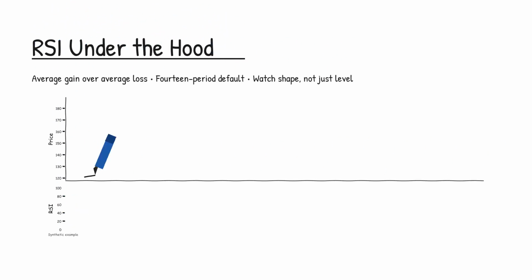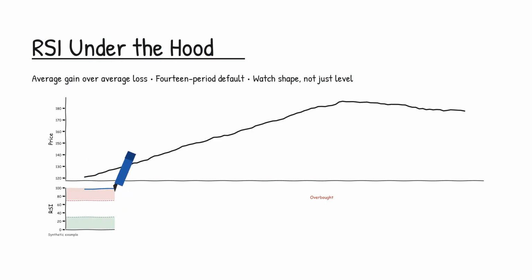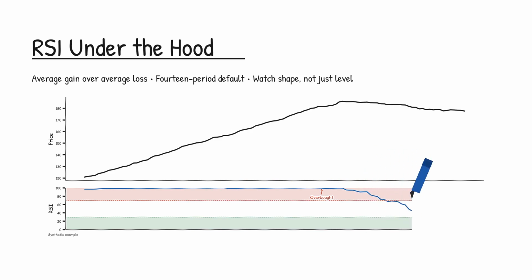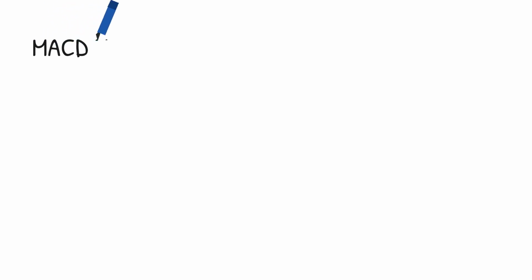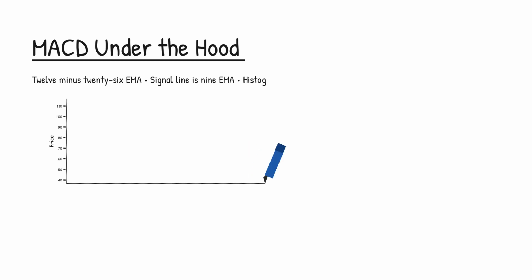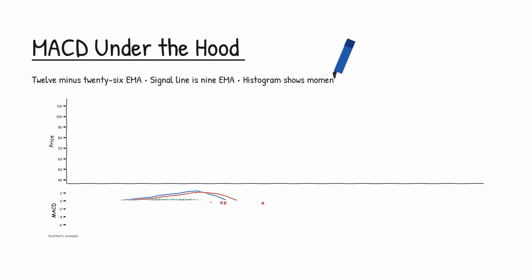RSI is a normalized ratio of average gains to average losses, usually over 14 periods, mapped onto a 0 to 100 scale. Above 70 is conventionally overbought, below 30 oversold. For divergence work, the absolute level matters less than the shape of RSI peaks and troughs relative to price peaks and troughs. MACD subtracts a 26-period exponential moving average from a 12-period one, then plots a 9-period signal line on top. The histogram is the difference between them.